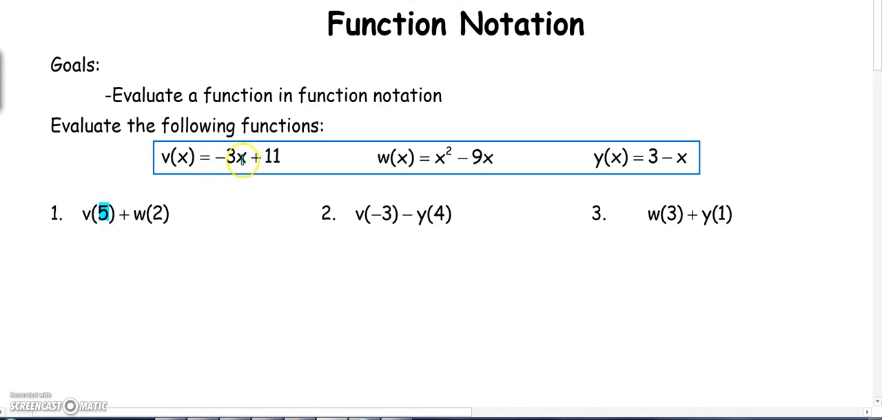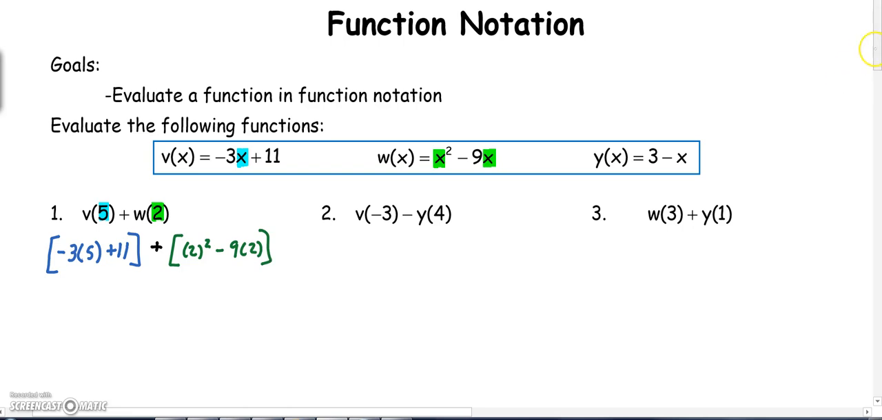We're going to put 5 in for x in my v equation. So I'm going to put a bracket around it. Bracket negative 3 times 5 plus 11. I'm going to use my operation plus, and look at my second function, w of 2. So I'm going to put 2 in for x. This time there's two different x's, so I need to make sure I substitute in both spots. So I have bracket 2 squared minus 9 times 2.